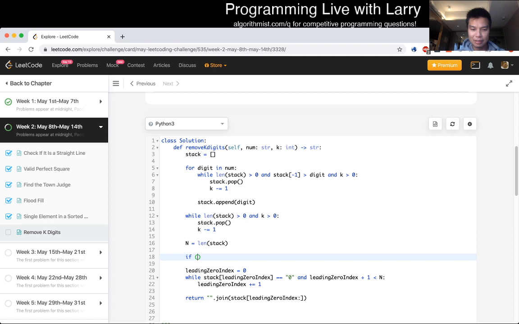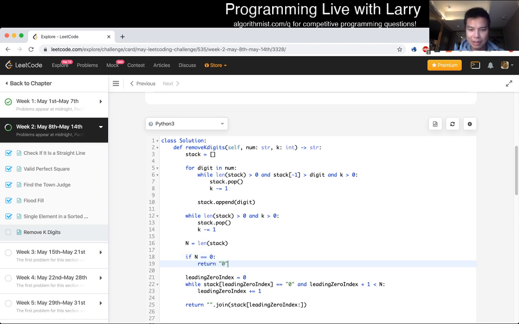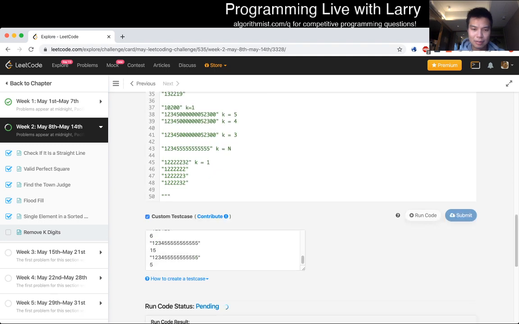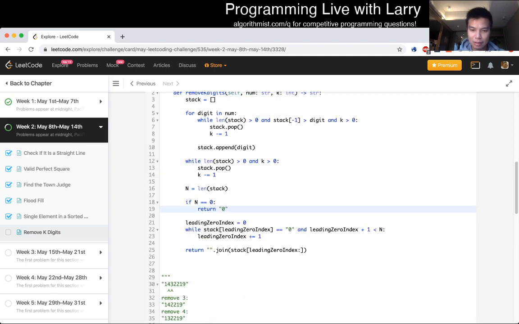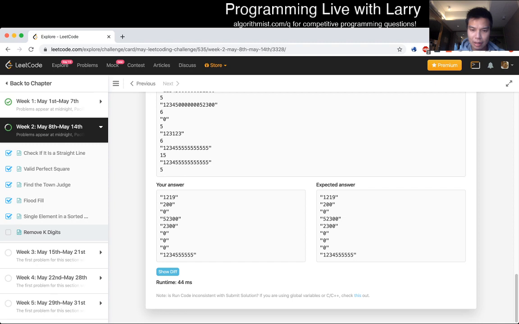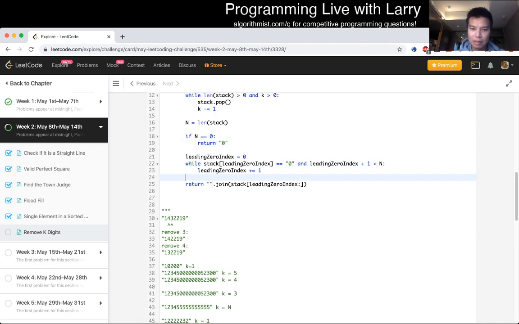So now, if n is equal to 0, just return 0. That's pretty much it, really. The only thing that I was thinking about was maybe leading zeros for this one. But it seems okay. So, am I confident enough to submit? Yeah, this feels a little sketchy.